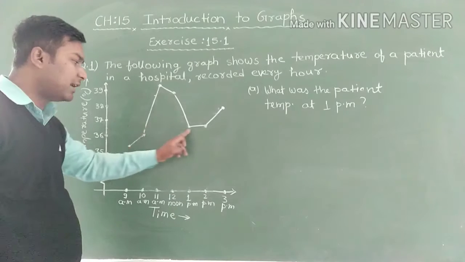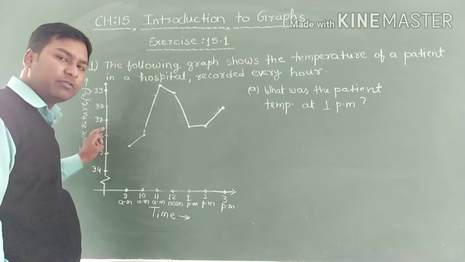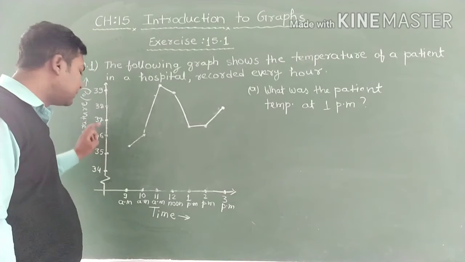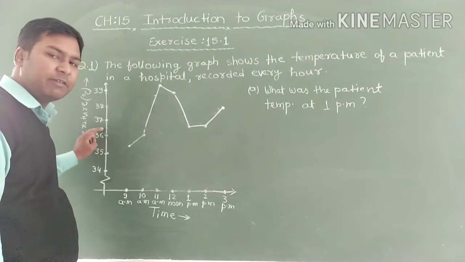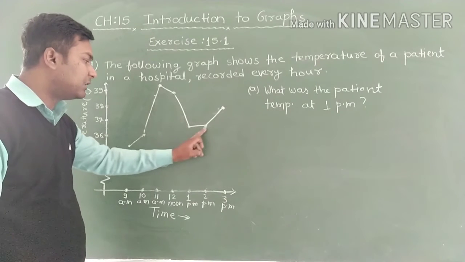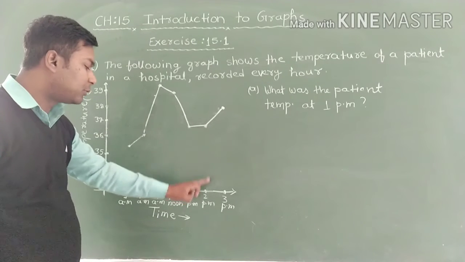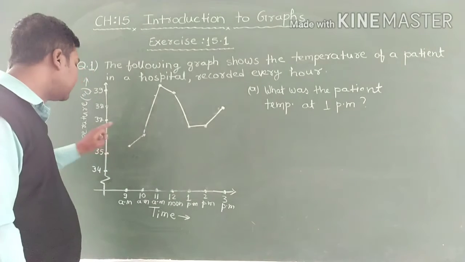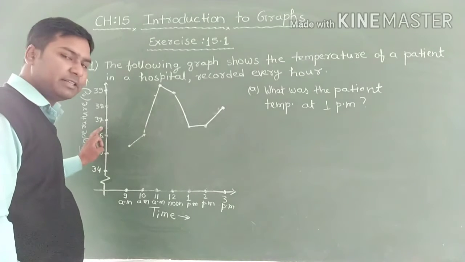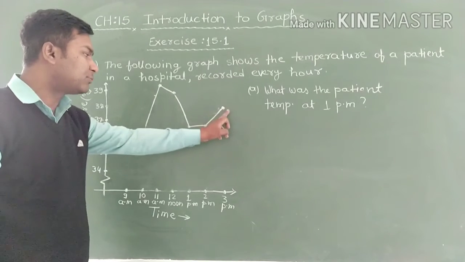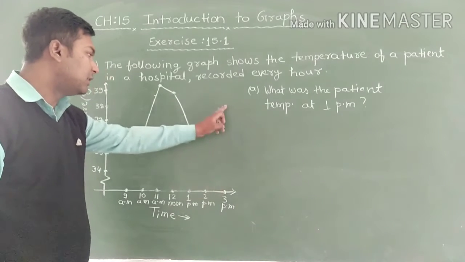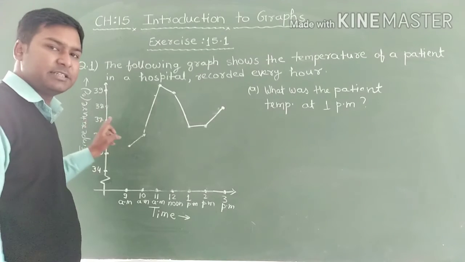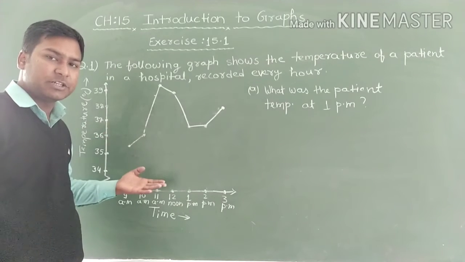When we draw a dotted line here, we can get 36.5 degrees. In between 36 and 37, this is 36.5 degrees Celsius. Similarly, at this point, at 2 p.m. the temperature will be 36.5 degrees Celsius. Now at this point, at 3 p.m. the temperature will be 38 degrees Celsius. Okay, so these are the explanations.